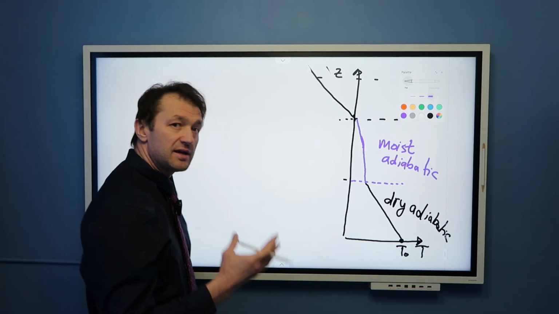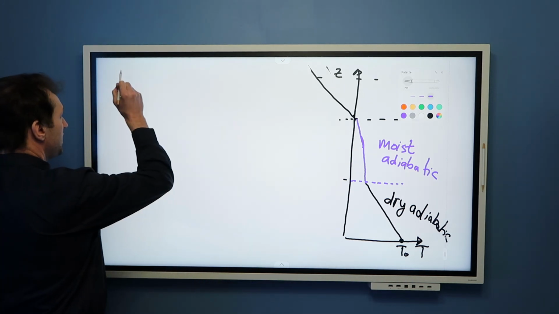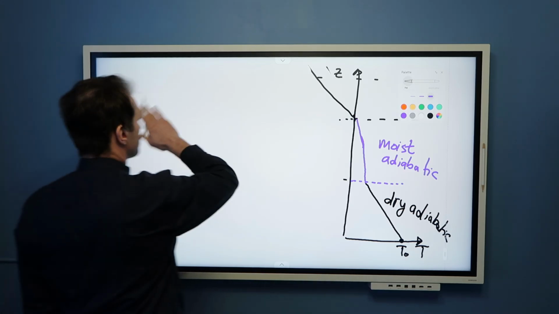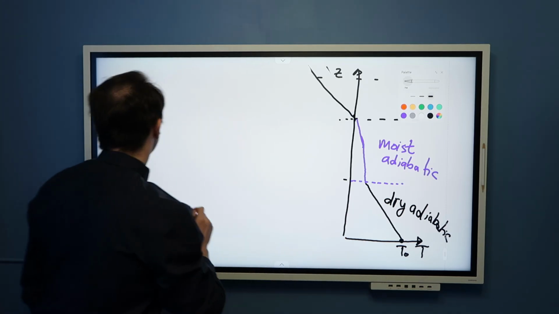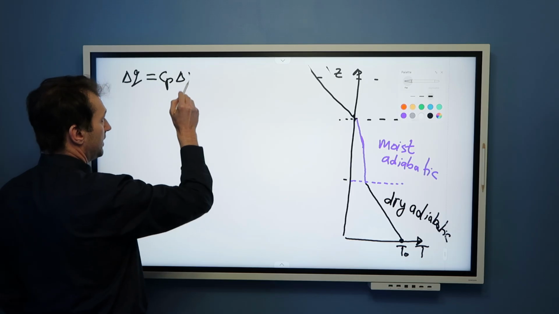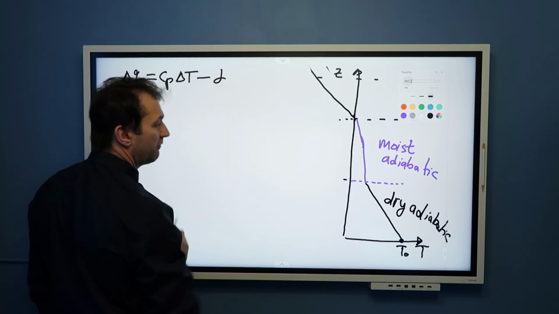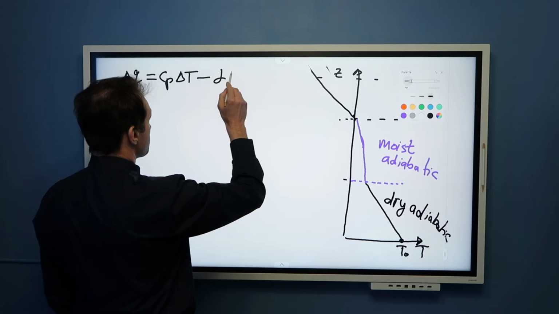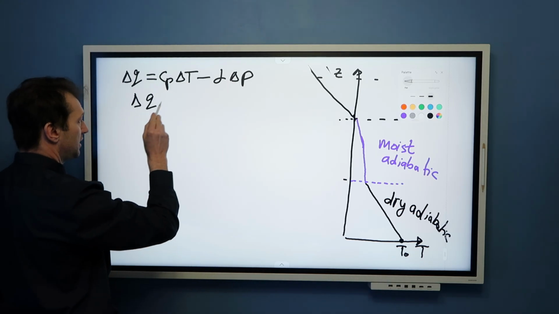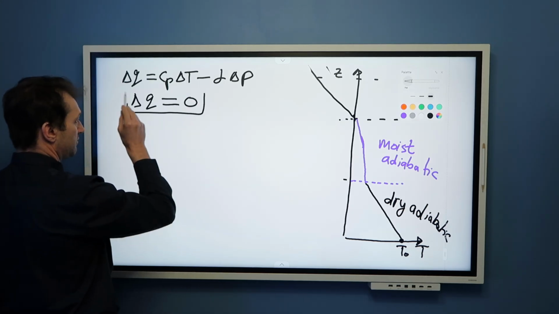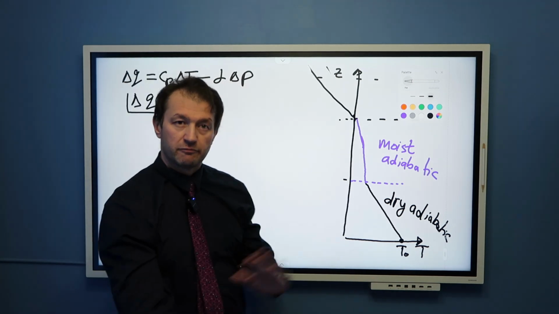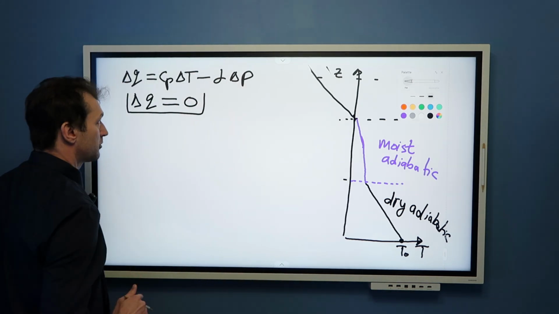Dry adiabatic lapse rate is an easy one. Let me write. The first principle of thermodynamics says delta Q is equal to Cp delta T minus alpha delta P, where alpha is 1 divided by density. And the process is adiabatic, that means delta Q is equal to 0. This is very important. If the process is not adiabatic, then none of this works. We are looking into adiabatic processes.